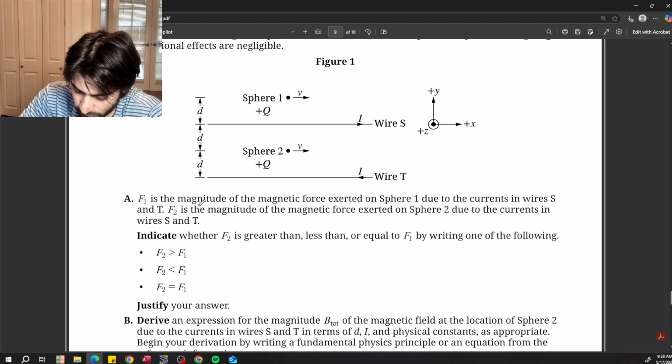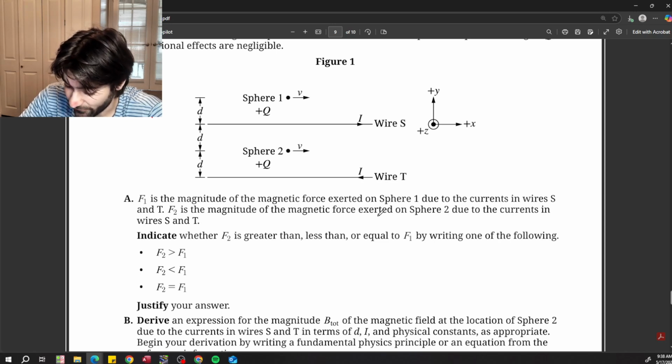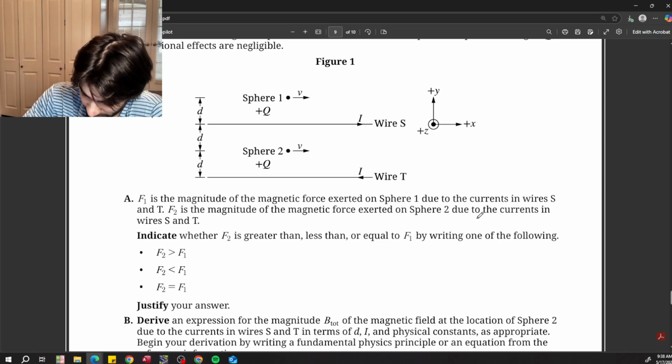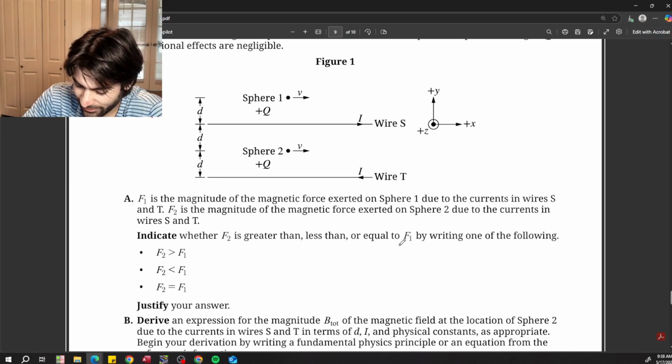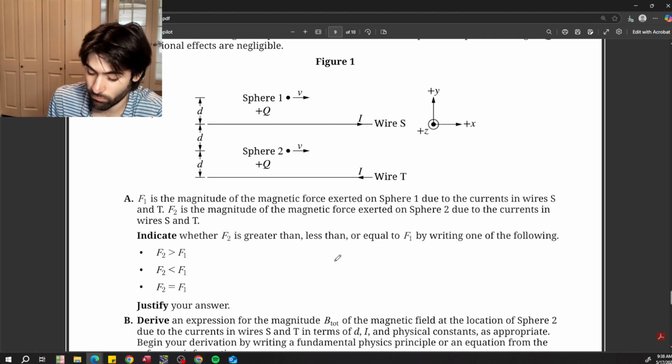F1 is the magnitude of the magnetic force exerted on sphere 1 due to the currents in wire S and T. F2 is the magnitude of magnetic force exerted on sphere 2 due to the currents in S and T. Indicate whether F2 is greater than, less than, or equal to F1 by writing one of the following and justify your answer.